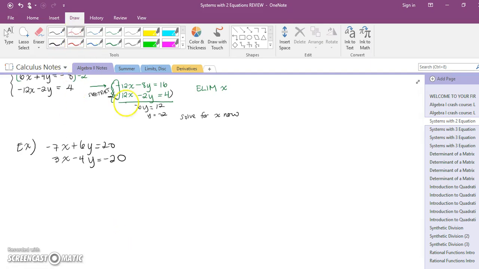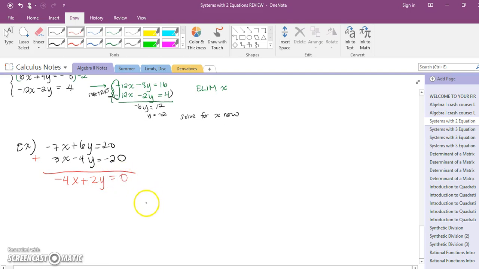The only mistake I see people make, if they haven't done this in a really long time, and they hear elimination, is they right off the bat start adding it together and say, oh, okay, negative 7 plus 3 is negative 4. 6 plus negative 4 is 2. 20 plus negative 20 is 0. And they get a statement like this, and nothing has actually eliminated. And they're like, what do I do now, miss? If nothing is eliminated, you didn't do it right.